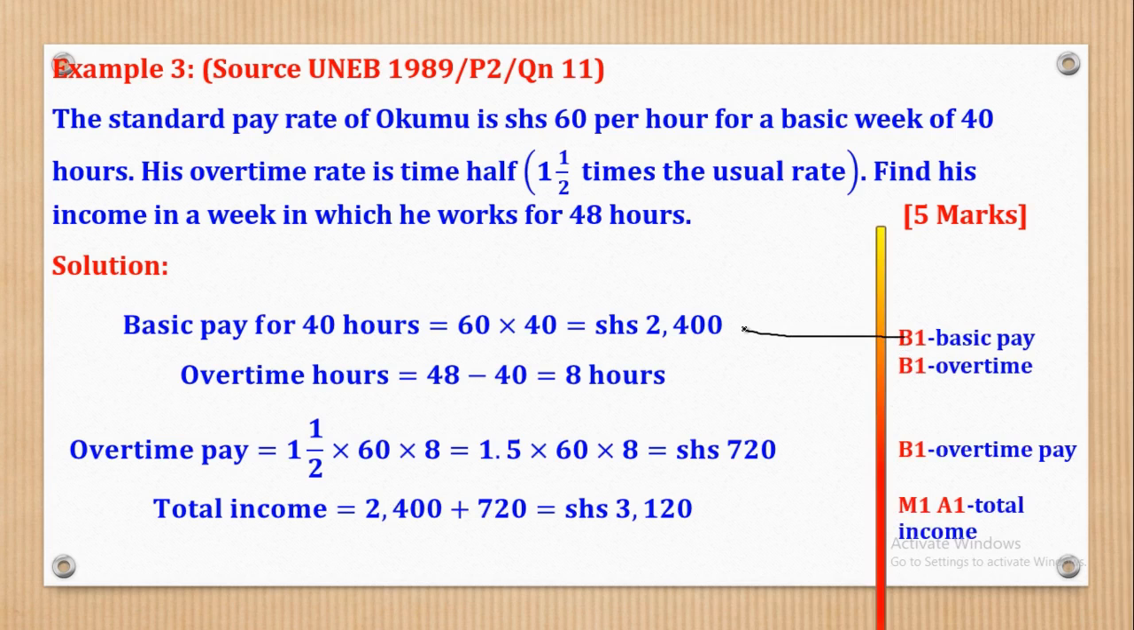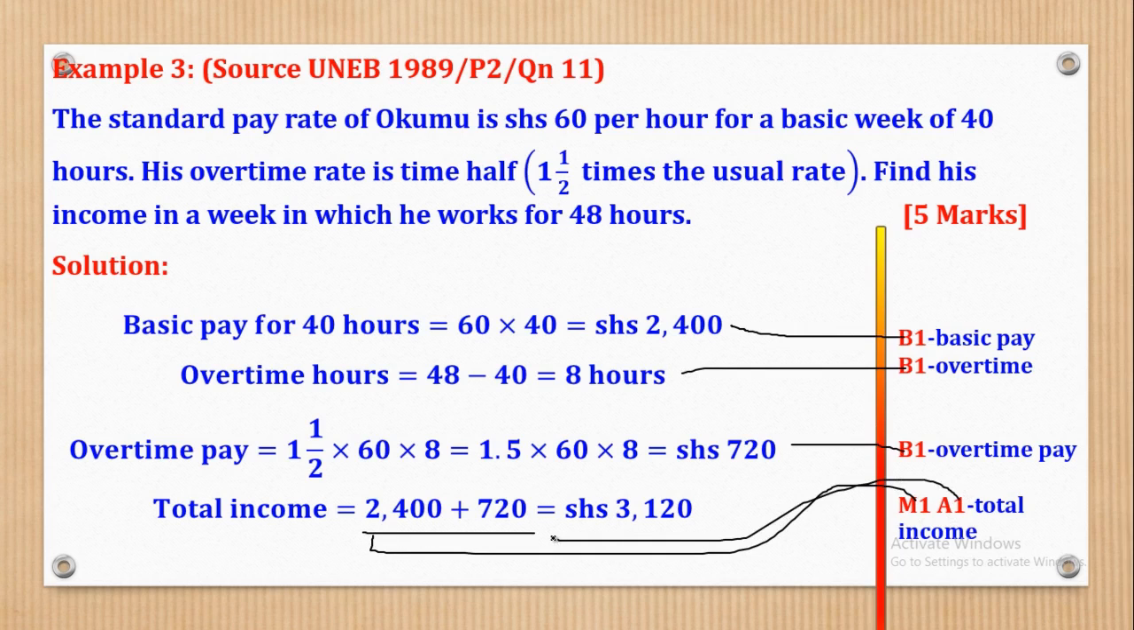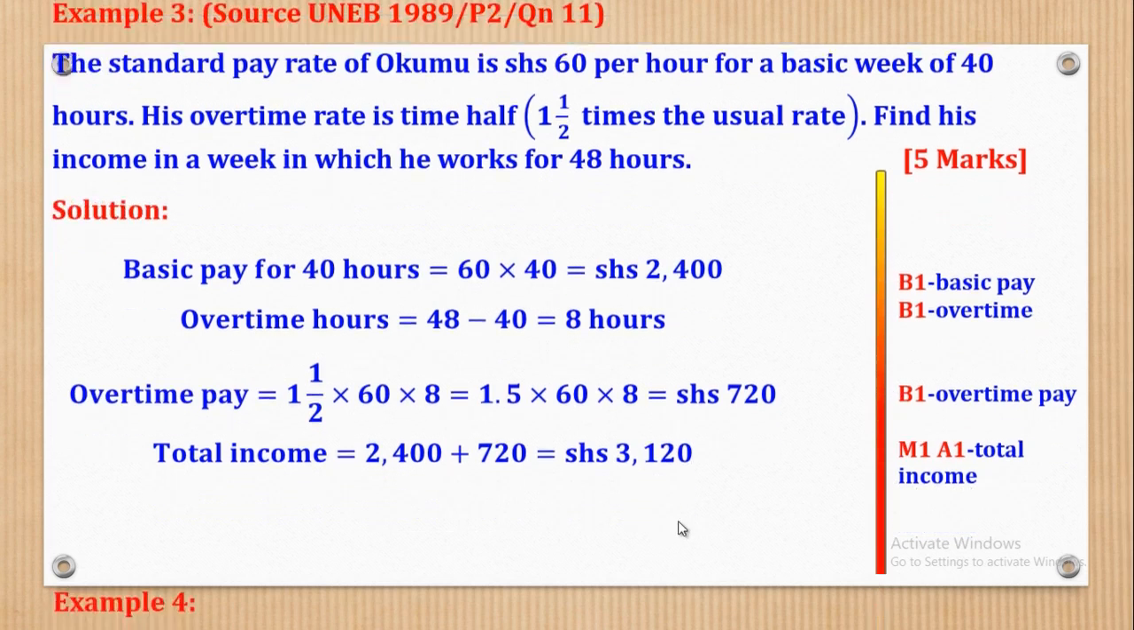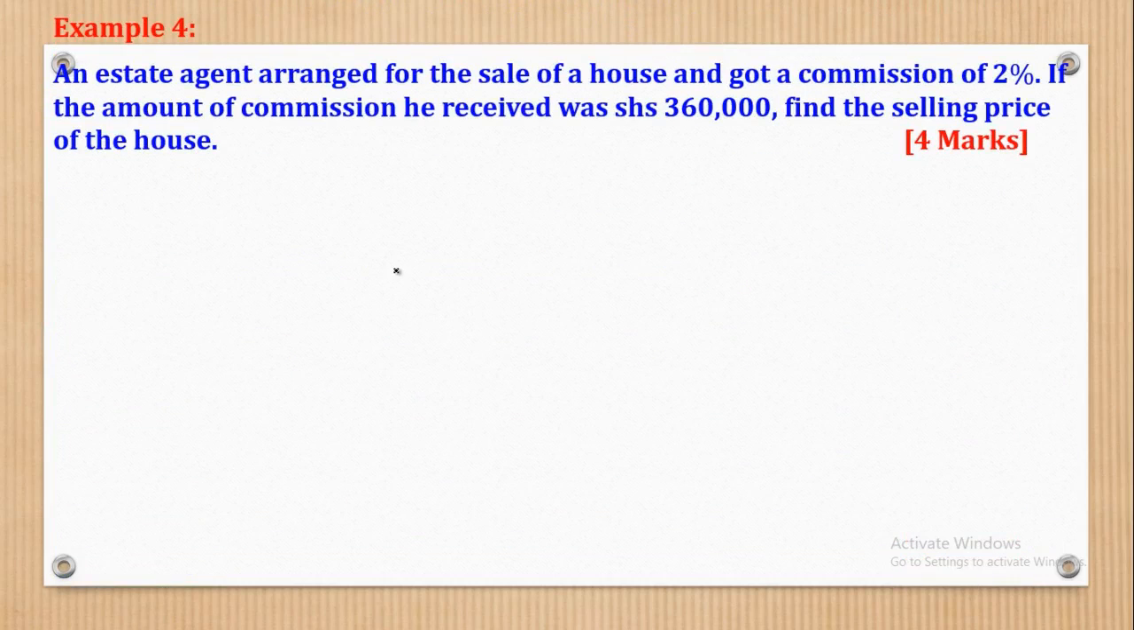So B1 will be for you to get the basic pay, another B1 for you to get the excess hours, B1 for you to get the overtime pay, and M1 is for you to add the basic pay to the overtime pay, then A1 is for the output when you add the two. So basically that's how the 5 marks could come about. Now we shall go to example 4.